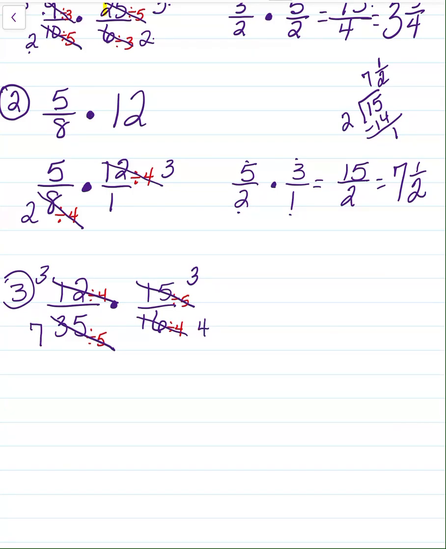I look to see if there's any other simplification I can do, any other numerator and denominator, and there's not. So that means I can multiply straight across. Okay, rewrite it if you need to. If you don't need to, you can just focus on the 3 times the 3. That gives us 9. And then 7 times 4 is 28. But remember, if you need to rewrite it, that's fine.